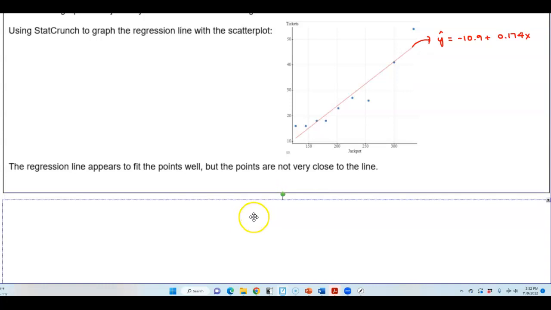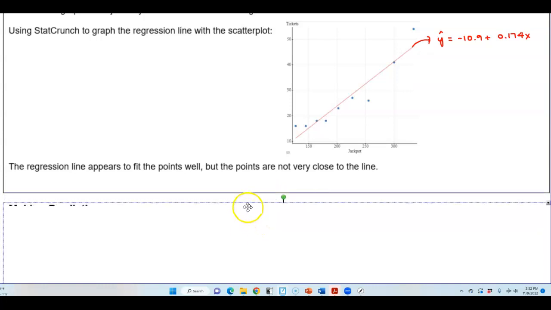Therefore, we can say that the regression line appears to fit the points well, but the points are not very close to the line.